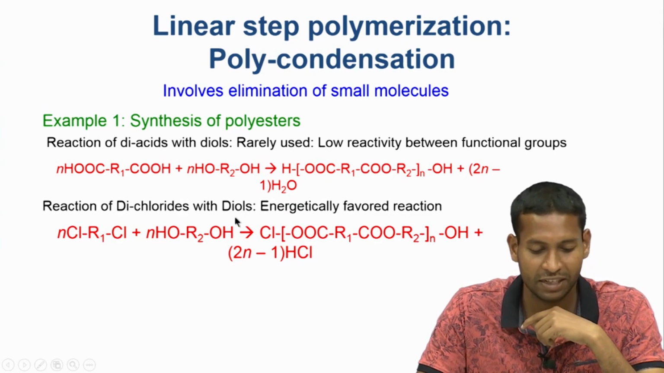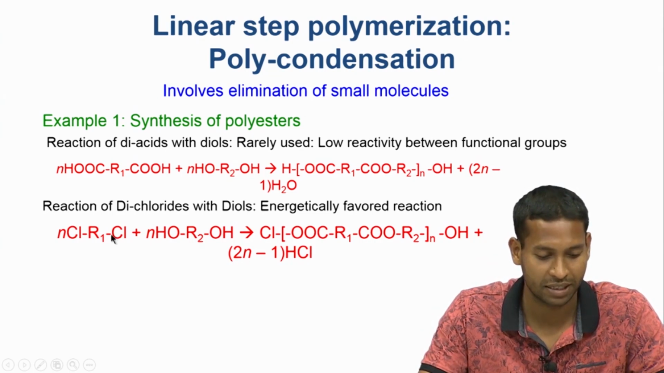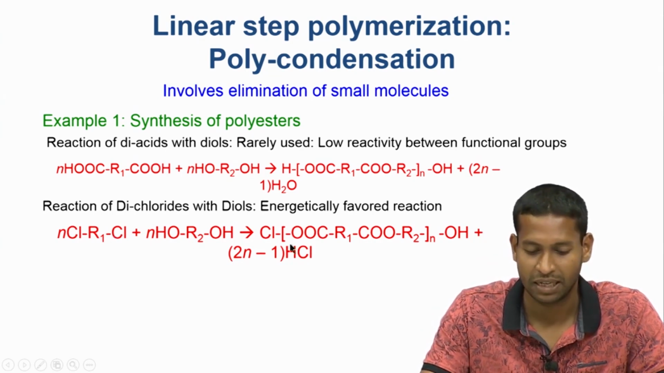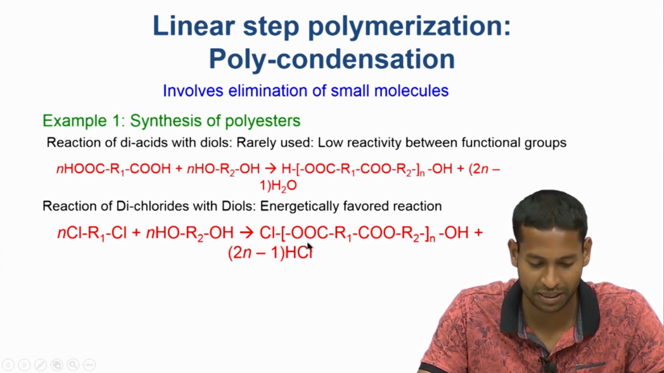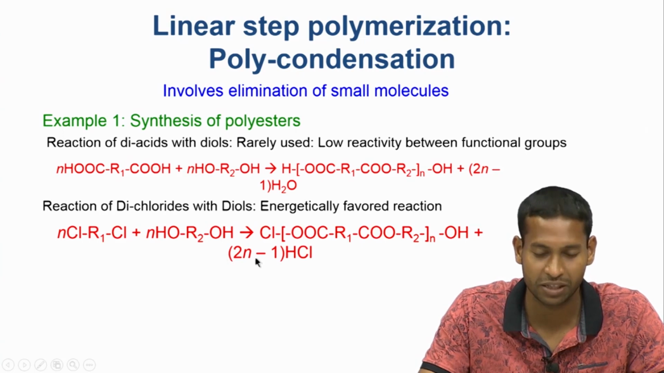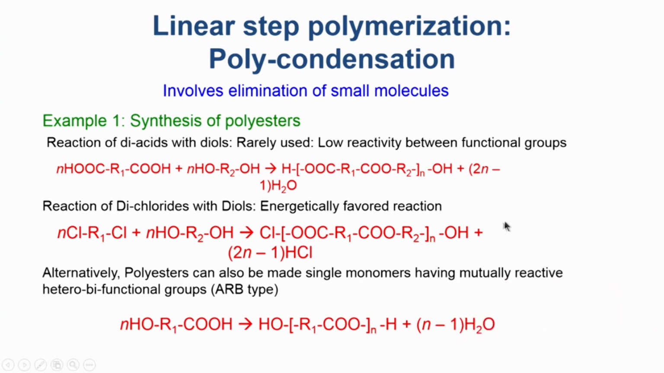Another reaction is dichlorides with dialcohols. This is more energetically favorable because the chloride is a good reactive group, and so you will get a very efficient reaction in such cases, but as it is a polycondensation reaction, you will have a small HCl molecule being released. Alternatively, polyesters can also be made from single monomers. It does not have to be 2 different monomers, you can have a single monomer containing both the hydroxyl as well as the carboxyl group, and then they can react within the same monomers to form a polymer.